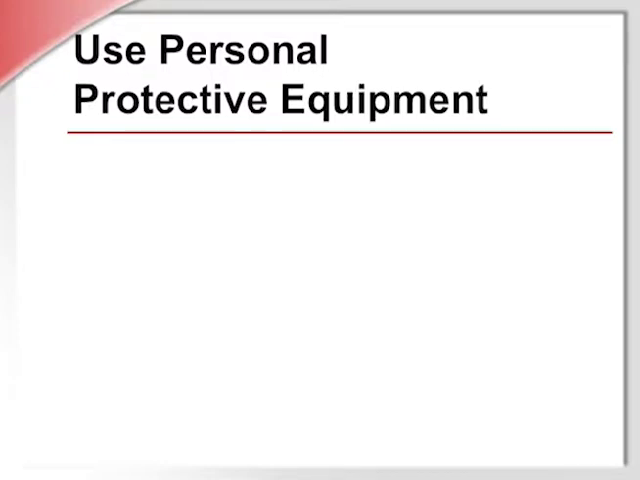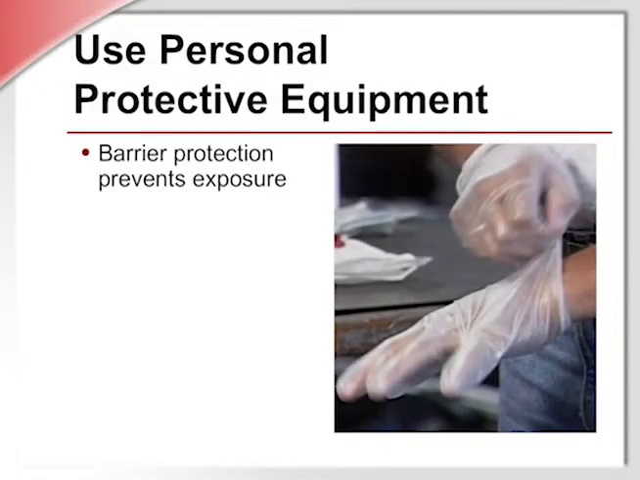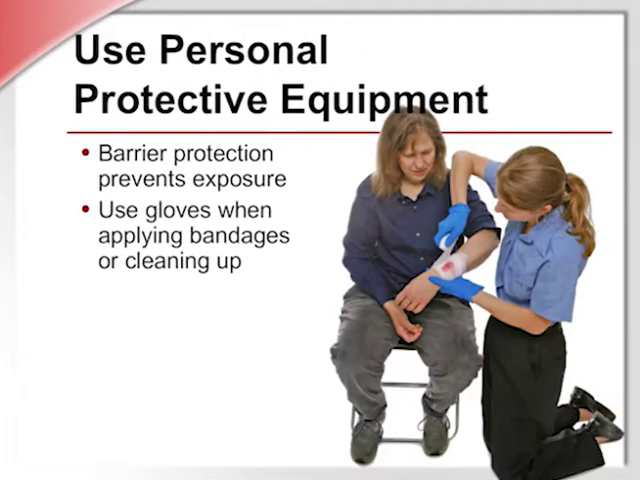Use personal protective equipment to prevent exposure to bloodborne pathogens. Barrier protection is a vital part of preventing exposure. Remember, the concept of universal precautions includes avoiding contact with all potentially contaminated blood or bodily fluids. Use gloves made of latex or nitrile for applying bandages, cleaning up, and decontaminating. You should wear gloves in any situation that involves potential contact with blood or bodily fluids.